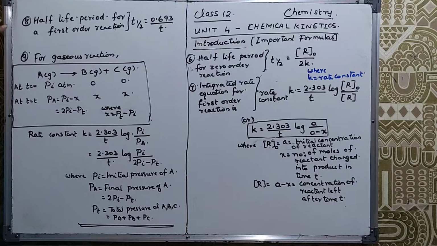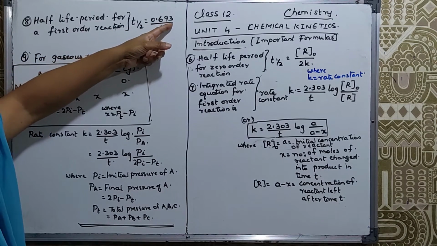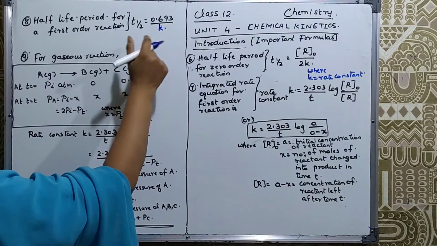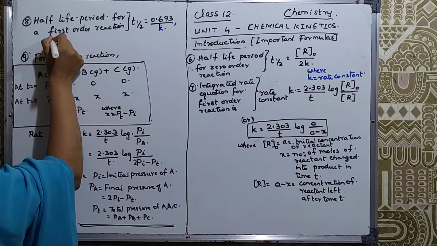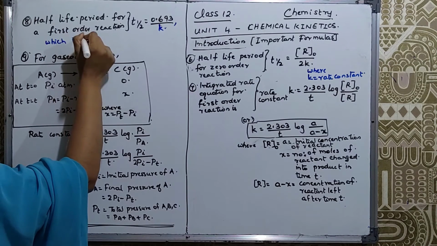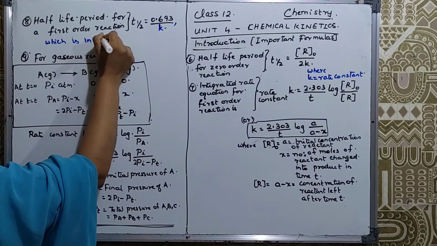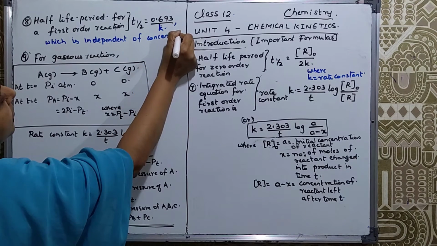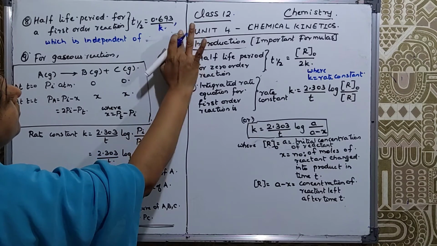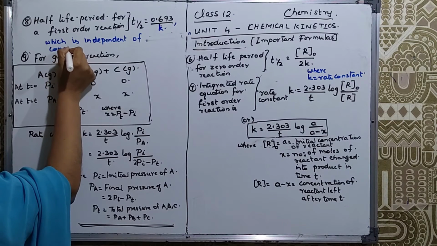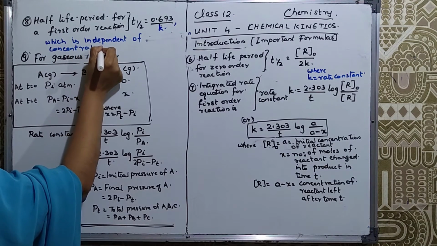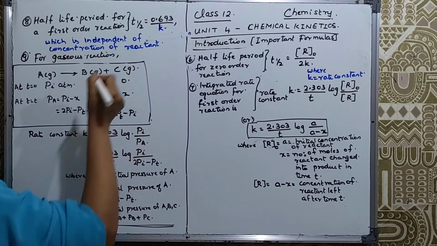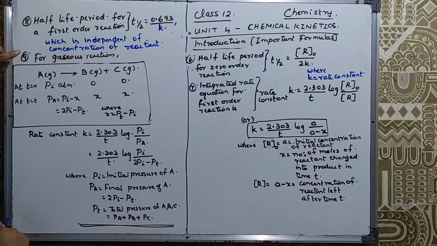Then again the half-life period for a first order reaction, t half equals 0.693 divided by K. So it is independent of the initial concentration of the reactant.